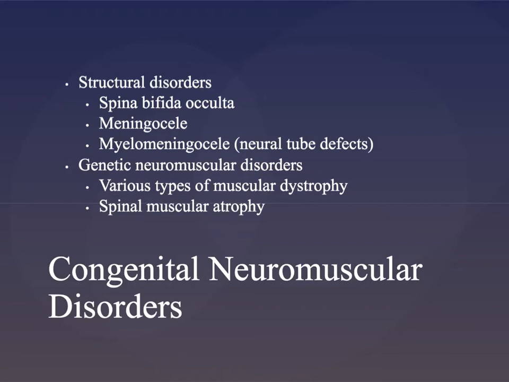Structural disorders. Some other structural disorders: spina bifida occulta and spina bifida cystica, or meningocele and myelomeningocele. We also have muscular dystrophy, spinal muscular atrophy, things like that. We are going to focus on the neural tube defects of spina bifida occulta and spina bifida cystica. And these start on page 805 of your book.